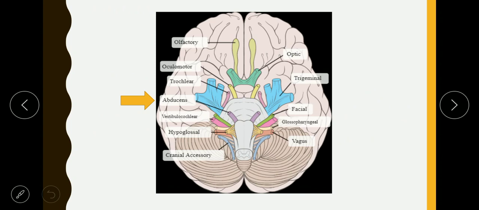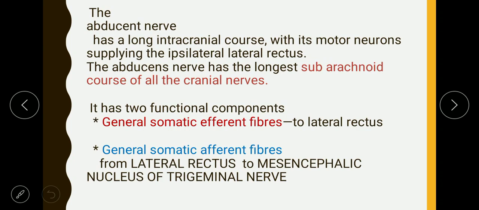So, this is the view of the human brain from the inferior surface or from below. Here the 12 cranial nerves are seen and this is the abducens nerve. The abducens nerve has a long intracranial course, that is a long course within the cranial cavity, and it also has the longest subarachnoid course of all the cranial nerves. The abducens nerve also has two functional components, namely the general somatic efferent fibers and the general somatic afferent fibers. So let us see about them in detail.